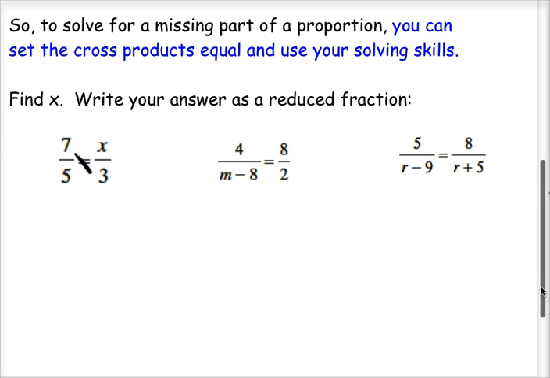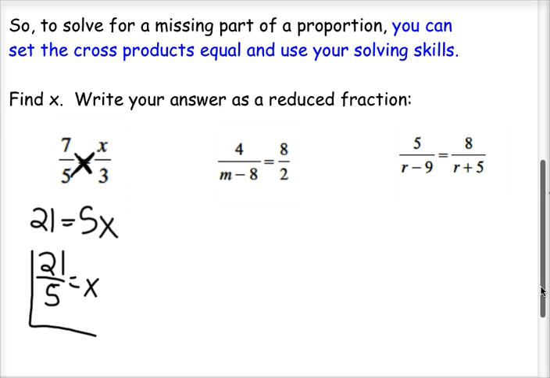So here, 7 times 3 is 21, and 5 times x is 5x. So now all we have to do, divide both sides by 5, and we already have what x is. So again, that skill is what we call cross multiplication, all right? And you can do that for every proportion problem.